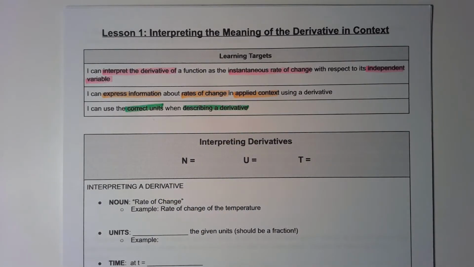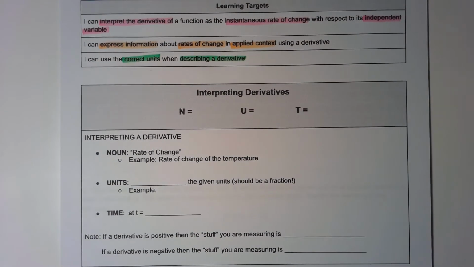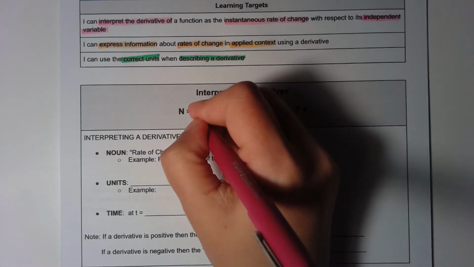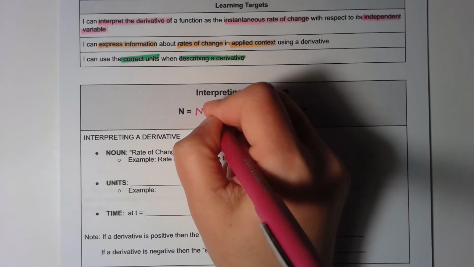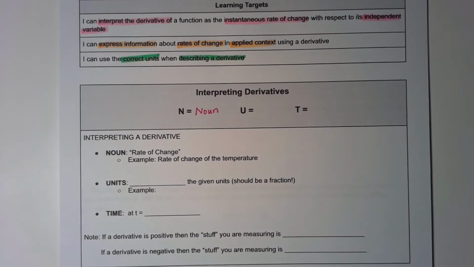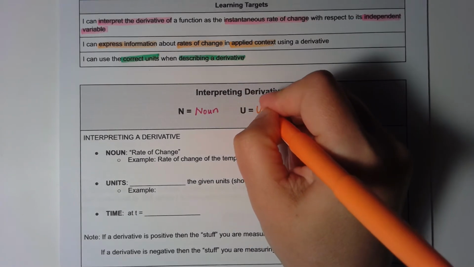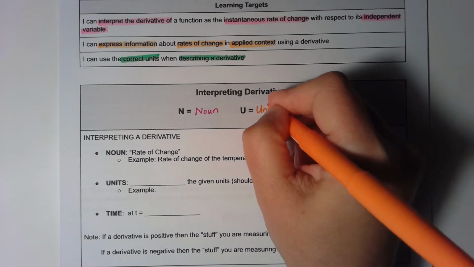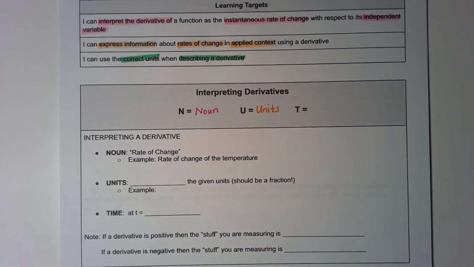Now, it's really important to realize that we have done this before, and this is kind of a review of that information. So right now, I'd like to review with you that whenever we are interpreting the meaning of a derivative, I call it like in a nutshell, we use something called NUT. N stands for we need a noun as part of our interpretation. U stands for we need units as part of our interpretation. And T stands for we need a time as part of our interpretation.